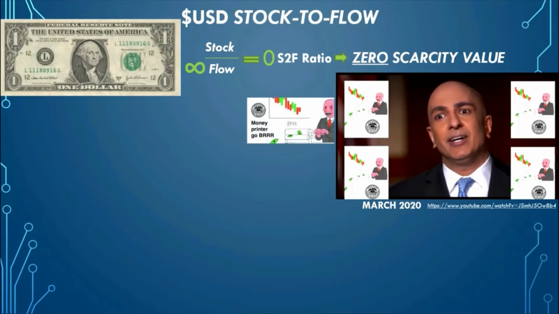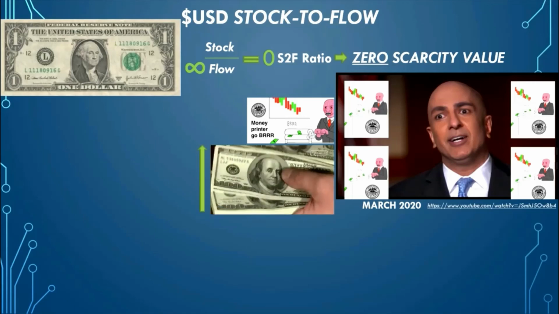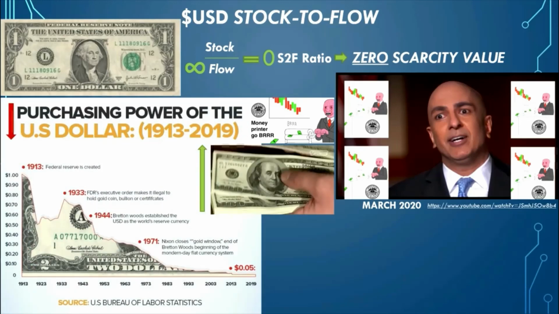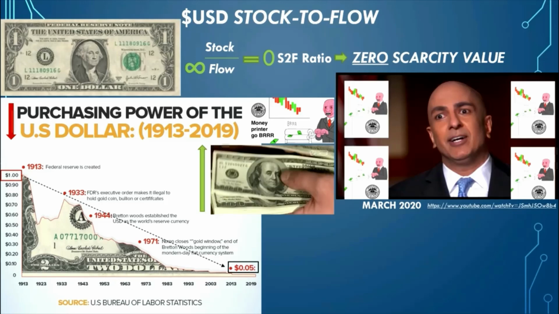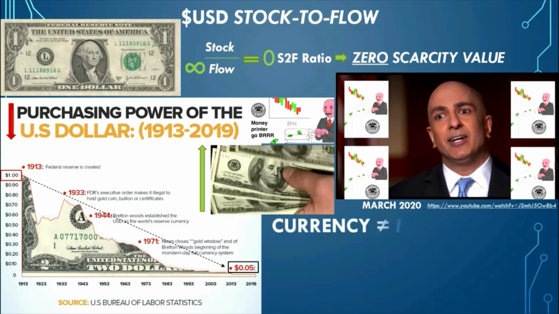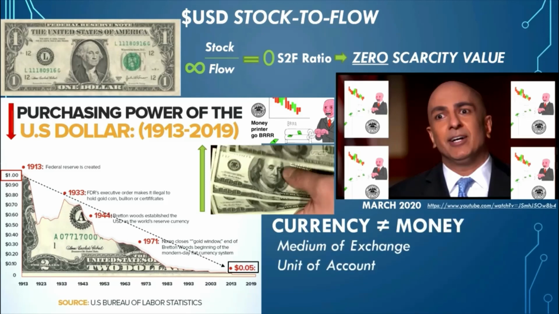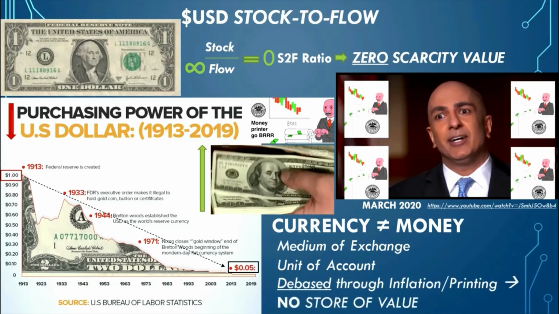This was a variation of the money printer go brrr meme that has been making the rounds as the Federal Reserve has printed over $4 trillion this past month. So while the number of dollars in your bank account or portfolio goes up, unfortunately, this kind of reckless printing has diluted your hard-earned wealth, as the purchasing power of $1 is now equal to about 5 cents. And this is the fundamental difference between currency and money. Though they function as a medium of exchange and a unit of account, currencies are debased through inflation or printing, and therefore are not a store of value.